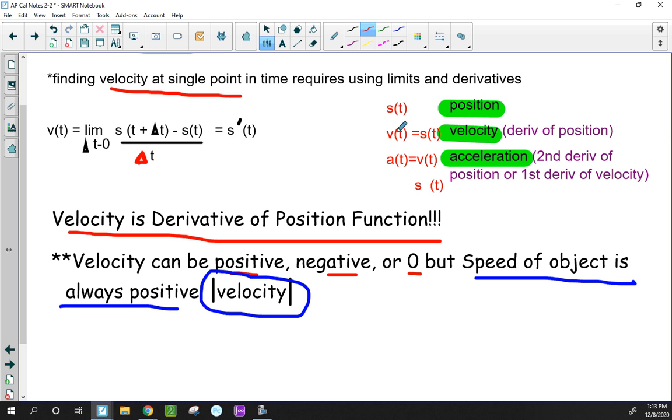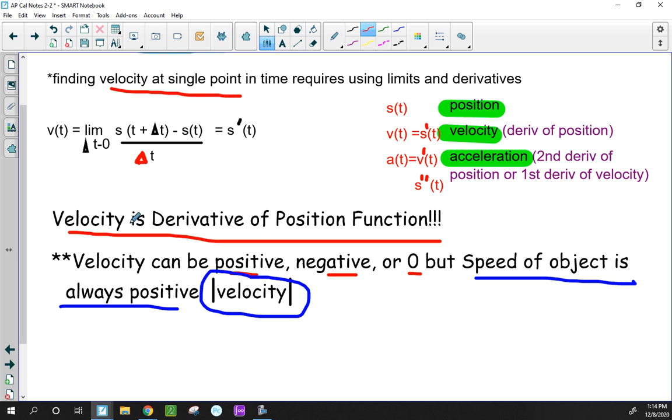S of t is position, velocity is s prime of t, the derivative of position. To find the acceleration, you either have to do the derivative of velocity or the second derivative of the position. And when you see 2 tick marks, that means second derivative. Okay, so keep in mind, if they ask you any word problems about speed, they're talking about what we're used to, like speed in a car. But it's positive, because you can't drive negative miles per hour. Think of it like that. So it's the absolute value of velocity.